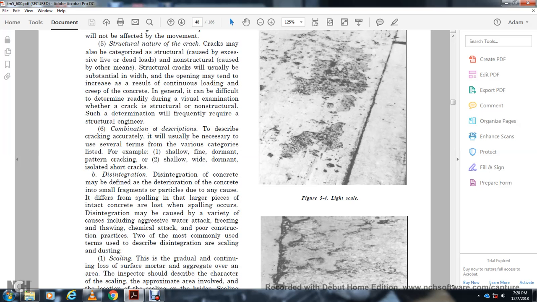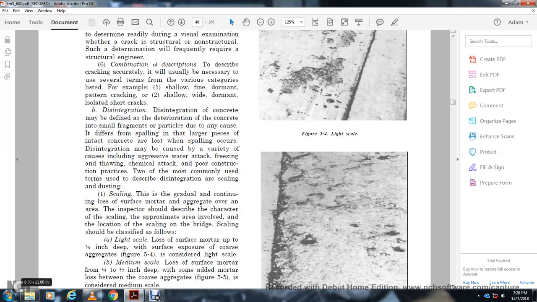deterioration of the concrete into small fragments or particles due to any of a number of causes. The difference from spalling, the loss of large pieces of intact concrete. Disintegration may have a variety of causes, including aggressive water attack with freezing and thawing, chemical action, and poor construction practices. Two commonly used terms either describe disintegration: scaling and dusting.